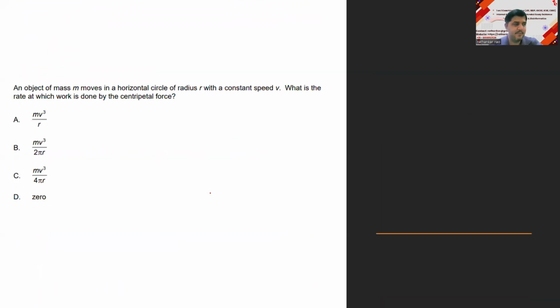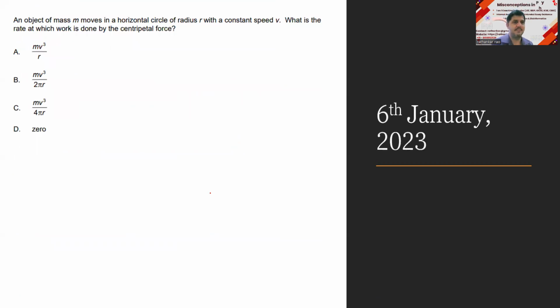Then, next, an object of mass M is moving in a horizontal circle of radius r with a constant velocity v. What is the rate at which work is done by the centripetal force? So how is the work done? Where does the centripetal force act? And then what is the displacement? Look at that. Do F dot S, which is F S cos 90, cos theta. Oh my God, I told you. Okay, so fine, I'm not going to give any marks for this. I already told you. If you want, you can think about it.